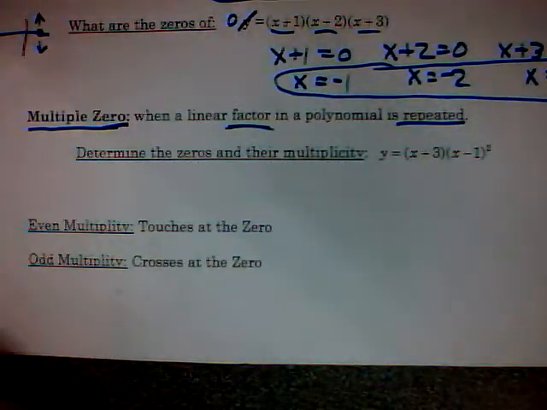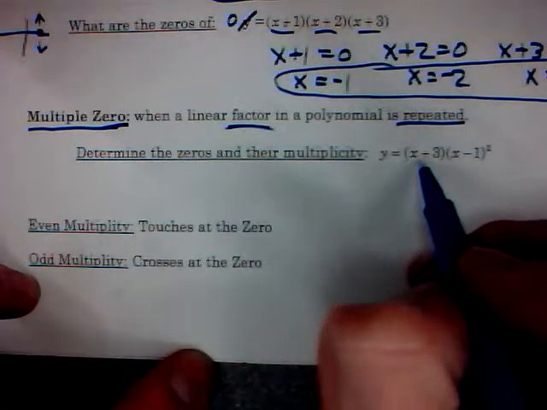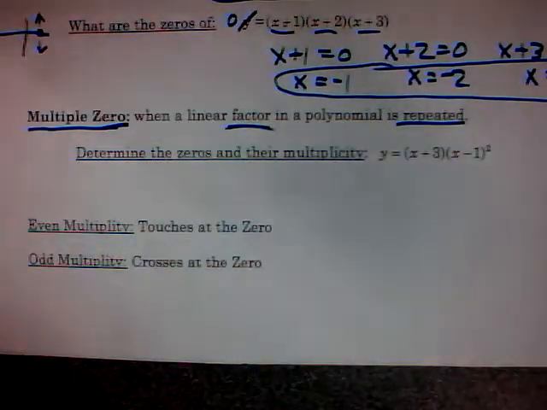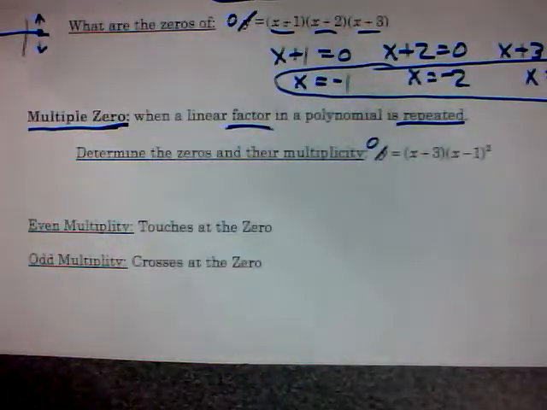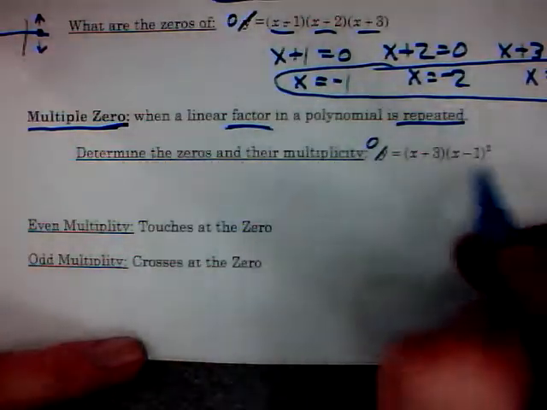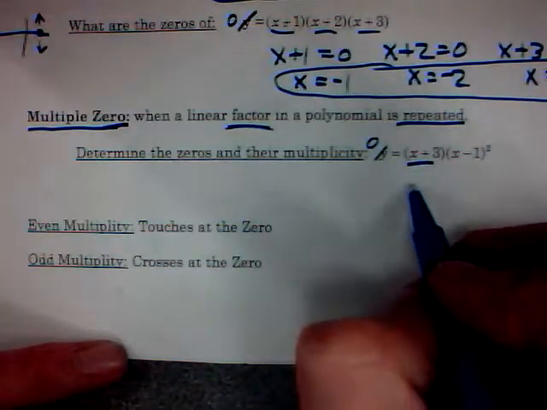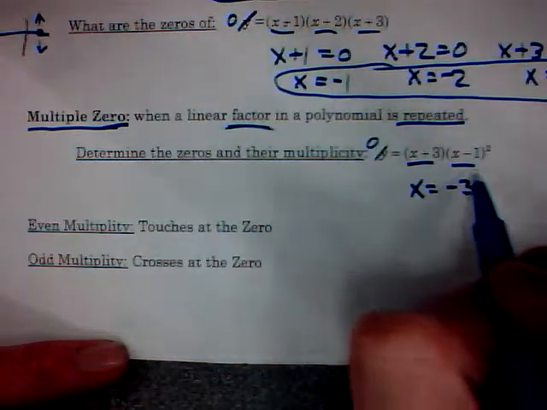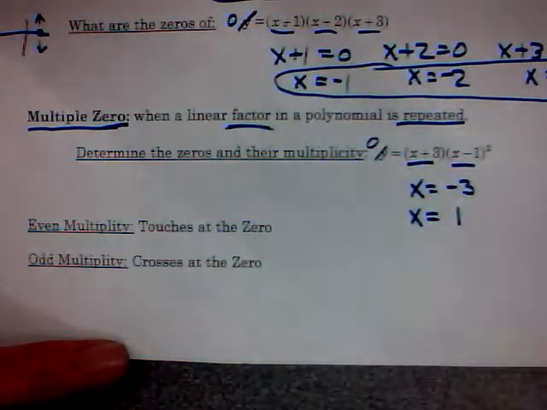It's already factored here. So here it says that we have y equals x plus 3 times x minus 1 quantity squared. So using the zero product property, we know y would be equal to 0. So now we can find out what our x values are. So here, for this factor, we know x equals negative 3. For this factor here, we know that x would equal positive 1.